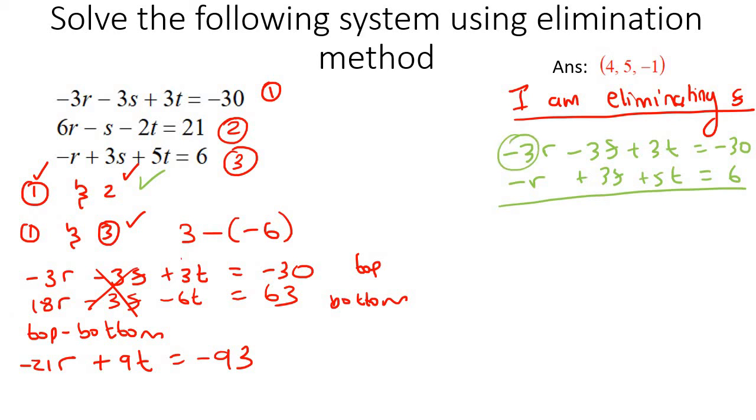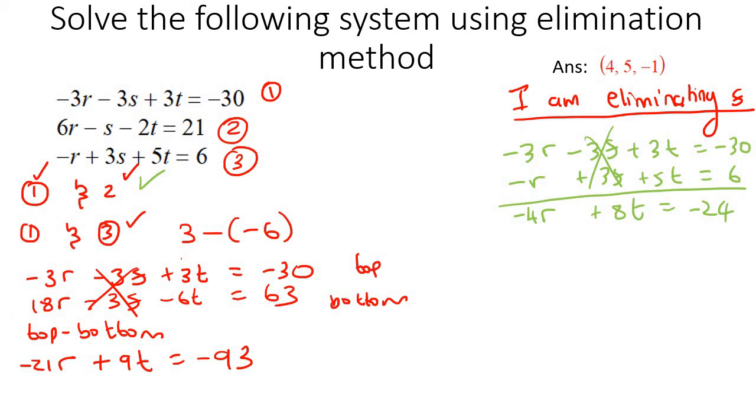So minus 3 plus minus 1 is going to be negative 4r. This part cancels. Amazing. 3 plus 5 is 8. And then negative 30 plus 6 is negative 24. Cool. Now check this out.